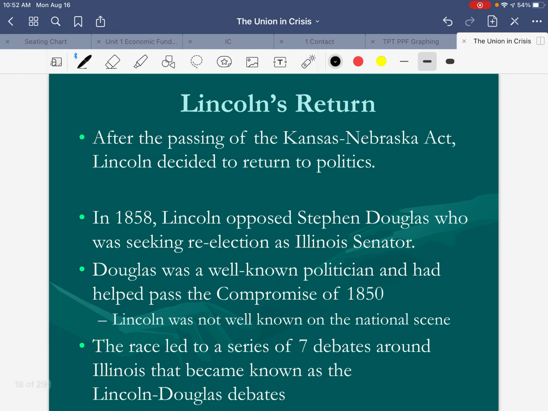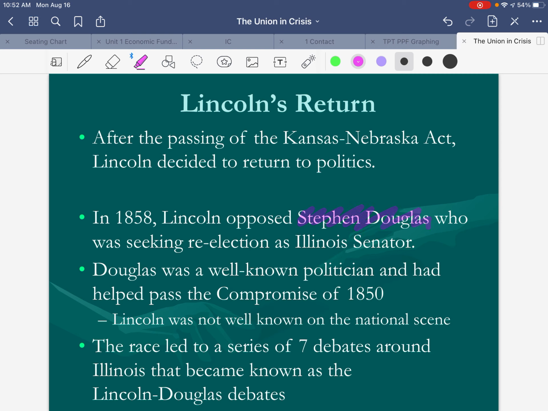So Lincoln comes back and is going to try and become nationally prominent. After the Kansas-Nebraska Act, Lincoln decides, I don't want to be a lawyer anymore. I want to join politics. I want to try and run again for state senate or federal senate. So in 1858, Lincoln opposed Stephen Douglas, who was seeking re-election as Illinois' federal senator. Stephen Douglas was the guy that put together the Kansas-Nebraska Act, and they're going to have an argument about it.